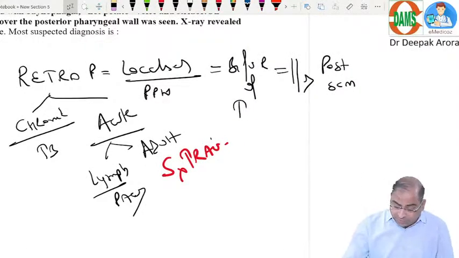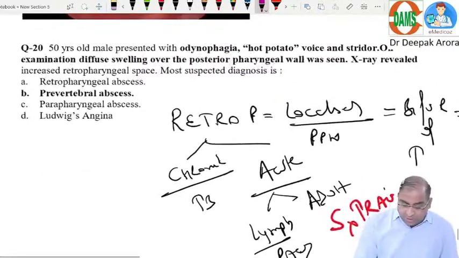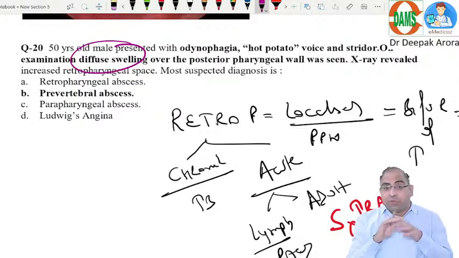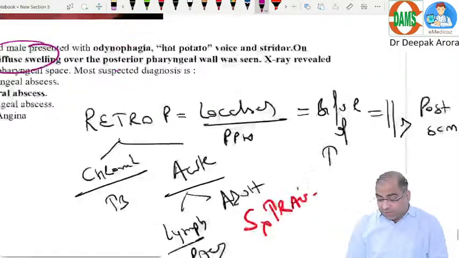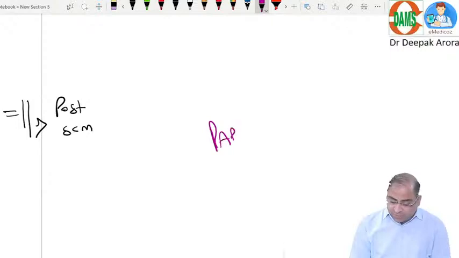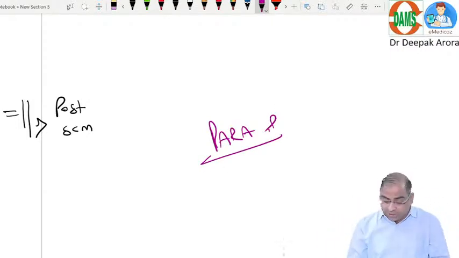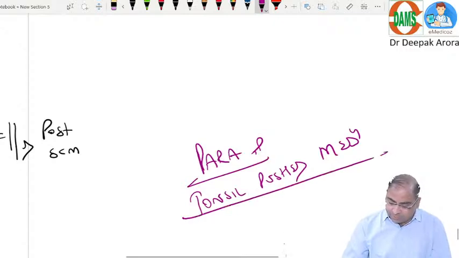The examiner can ask you about parapharyngeal abscess. So in this MCQ, let us crack this one. The examiner is using the word diffuse, not localized. If there is a localized swelling on the postpharyngeal wall, it is your retropharyngeal abscess. But if it is a diffuse swelling, it will be a prevertebral abscess. Parapharyngeal abscess, there will be a swelling in the lateral wall of the neck, not on the postpharyngeal wall. In this patient, the tonsil will be pushed medially.